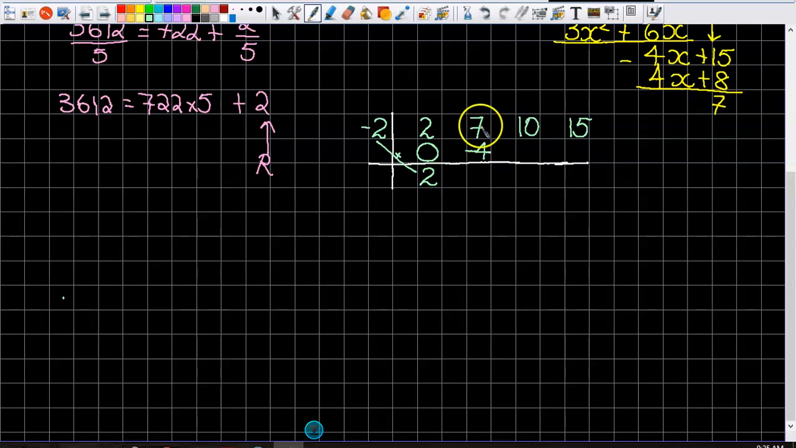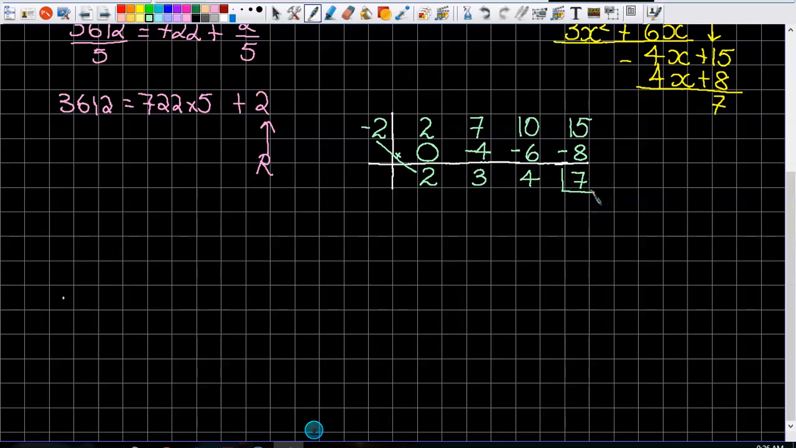And then we add. 7 plus minus 4 is 3. And now we multiply. Minus 2 times 3 is minus 6. Add. 10 plus minus 6 is 4. Guess what we do? We multiply. We get negative 8. And we get 7.